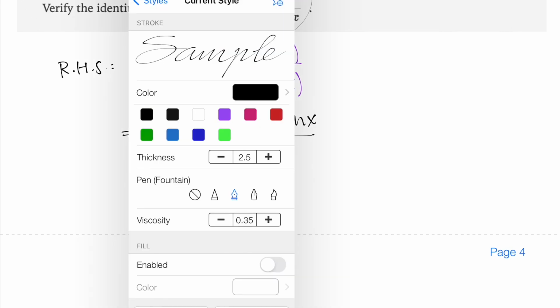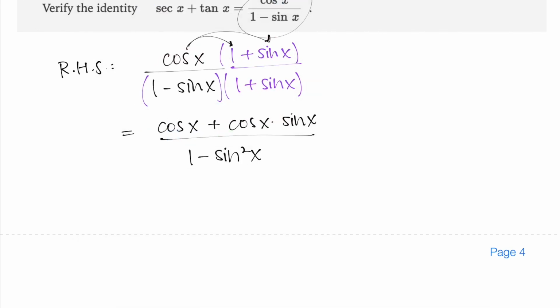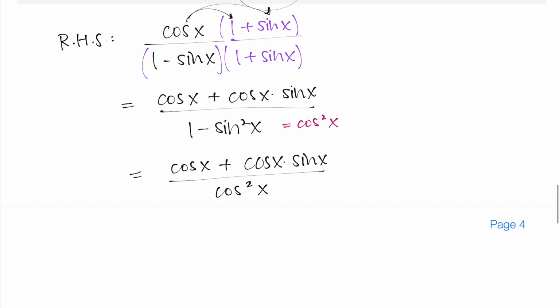Now, at this point, we've probably seen the Pythagorean identity so many times that this already jumps out at you as the cosine squared of x. If it doesn't, we can go back and look at the Pythagorean identities and see which one is going to be applicable for that relationship. The denominator now became cosine squared x. So I'm going to rewrite this as cosine x plus cosine x times sine x all over cosine squared x.